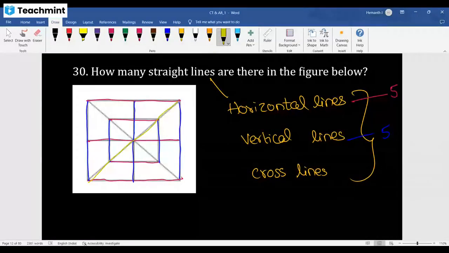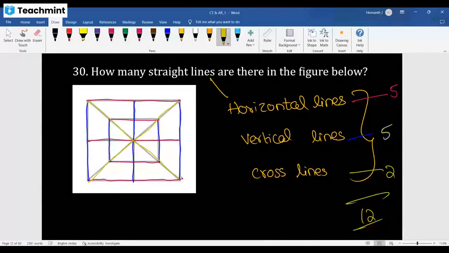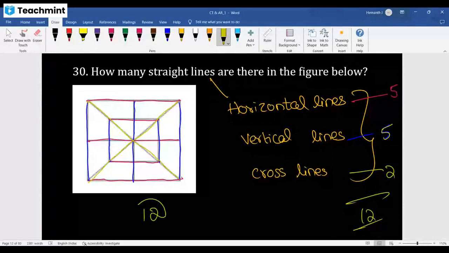Some people are giving answer as 10, but answer is 12 here. 5 vertical lines, 5 horizontal lines, 2 cross lines. All together we got 12. It's not 10 there. It's not 14. 12 straight lines is there. 12 is the answer. How many horizontal, how many vertical, how many cross lines?